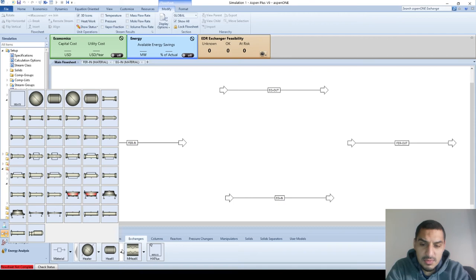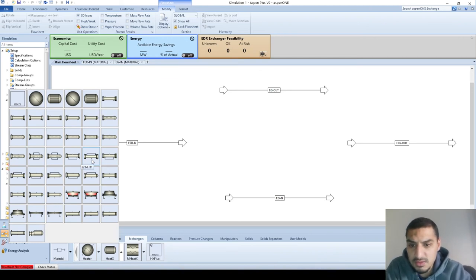The second type is the heat exchanger, and this is the one that we're gonna use. And you see here there are many types and many shapes of the heat exchangers. I personally do not know all of them. I know some of them, but there are a lot of shapes.